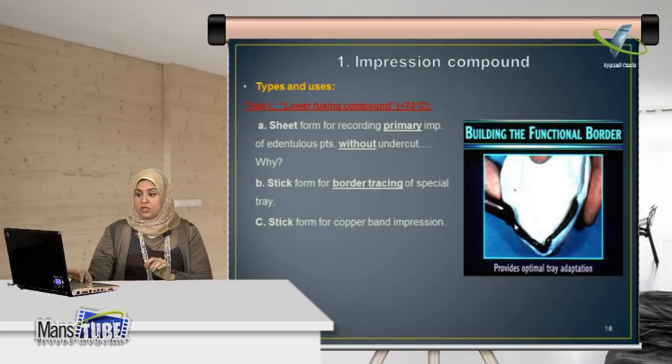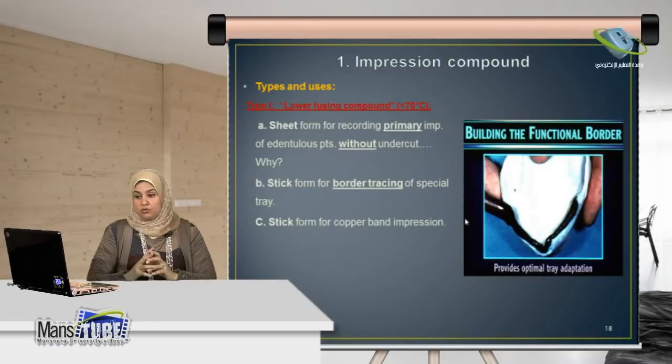We can use this stick form by heating the sticks, and then when they become soft, as we can see here, we put them on the borders of the tray. Then press them against the oral tissues to record the details of the sulcus. Okay, because this part is very important during making a complete denture for the patient.